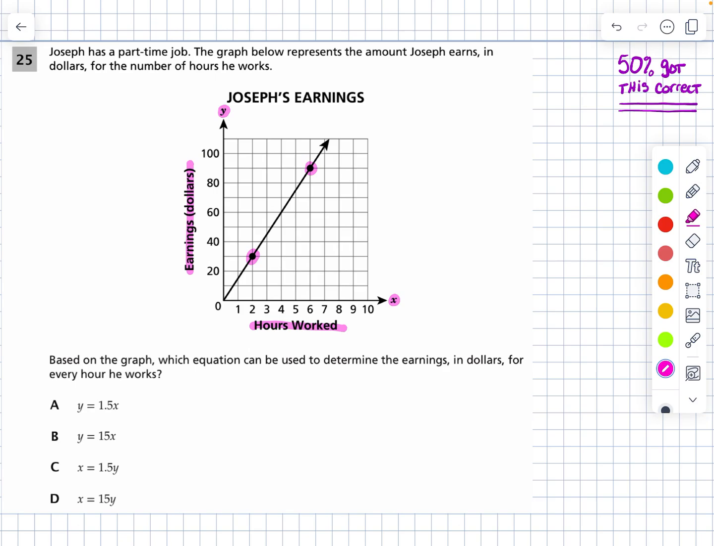Let's look at what the question's asking us. So based on the graph, which equation can be used to determine the earnings in dollars for every hour he works? So if you look at all the answers, they look really similar. You've got y equals 1.5x or y equals 15x, and then you have x equals 1.5y and x equals 15y. So we're going to have to know, is this going to be x or y? And then is it going to be 1.5 or 15? Okay, so let's go back to the graph and just figure this out.